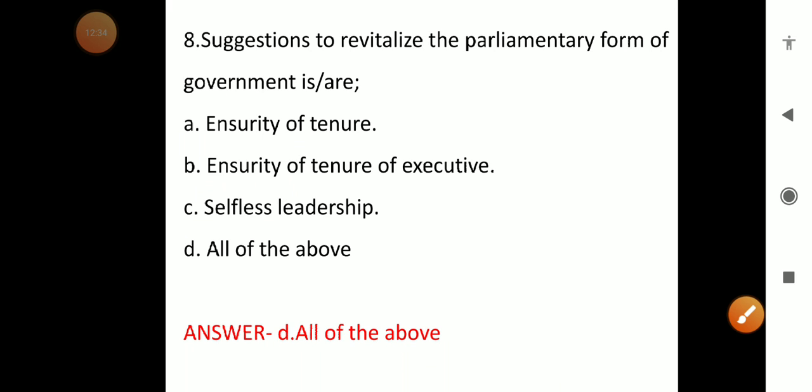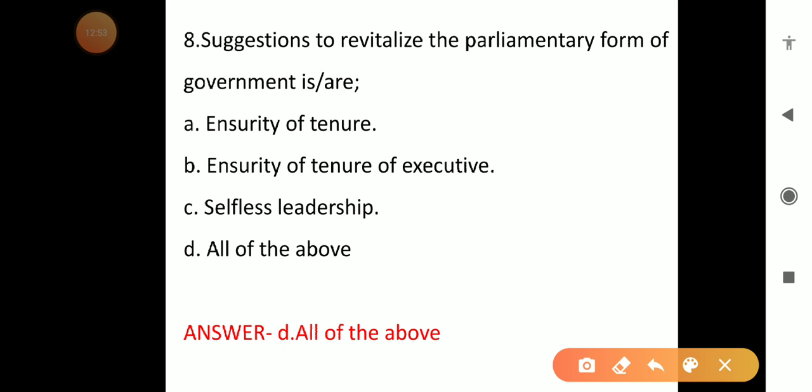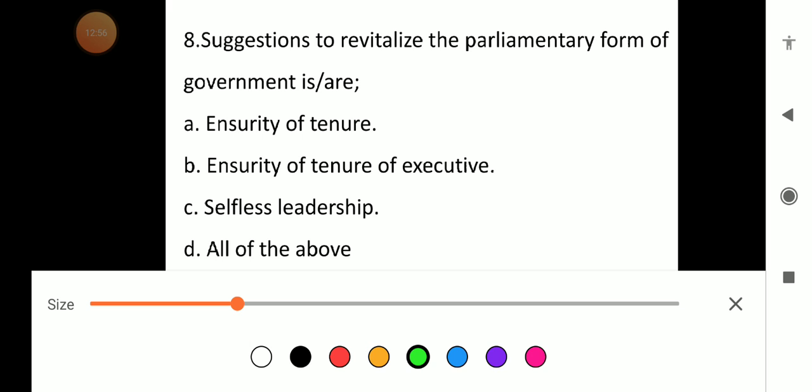Moving to the next question. Suggestion to revitalize the parliamentary form of government is or are. Which suggestion can we use to revitalize the parliamentary form? First of all, we need to ensure the tenure of the executive, ensure the tenure of the working of parliament, ensure surety of tenure of the executives.